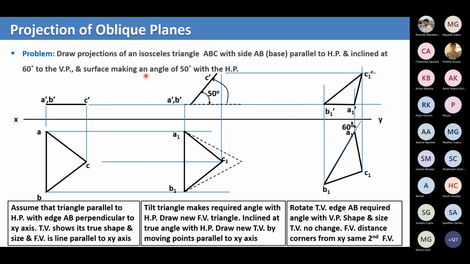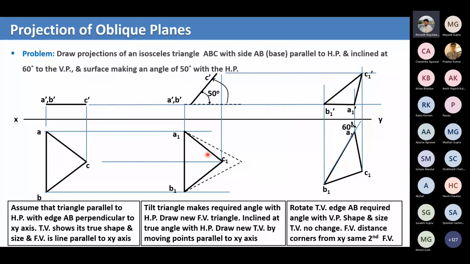Yeah. So here, see, when they say a particular angle, you have to know this line to make an angle 50 degrees with XY. And we said, yes, now the surface is making an angle of 50 degrees. Now there is another thing. This base AB is inclined at 60 degrees to the VP.